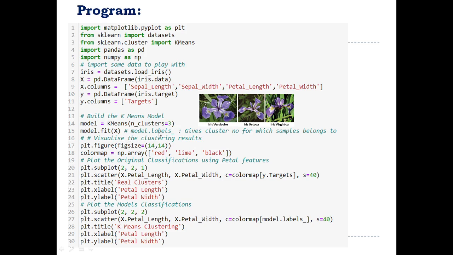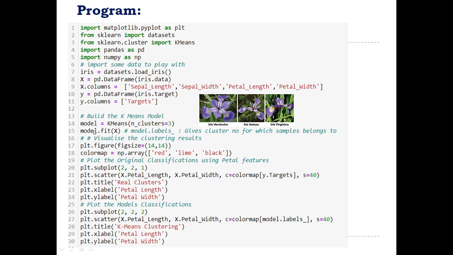Next we call the fit function for this model. Here the fit function calculates the values of these parameters, and this function is from the sklearn library. The model.labels_ gives the cluster number to which the samples belong.